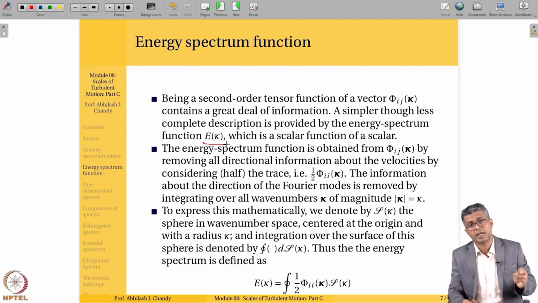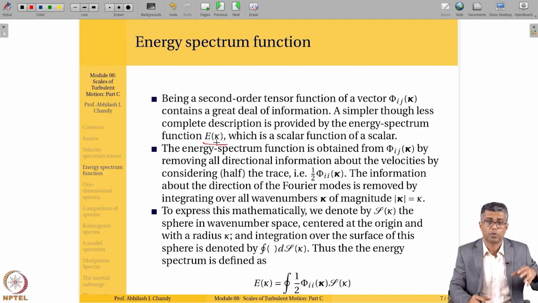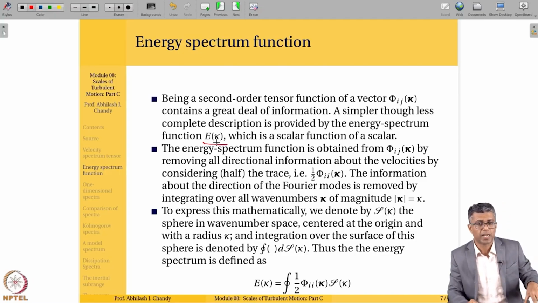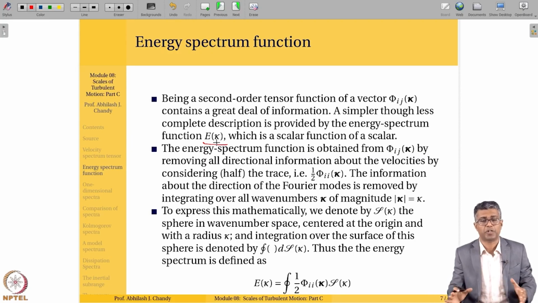So if you take E of kappa, meaning kappa being the magnitude, what you are saying is you are considering the energy associated with each wave number magnitude. Now where does the wave number magnitude come from? We will see this. So you have the energy spectrum function, which can be obtained from the velocity spectrum tensor, by doing what? By removing all directional information about the velocities and just considering half the trace. So that would be half phi I.